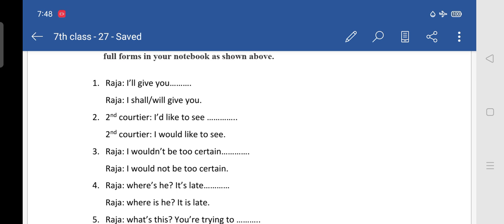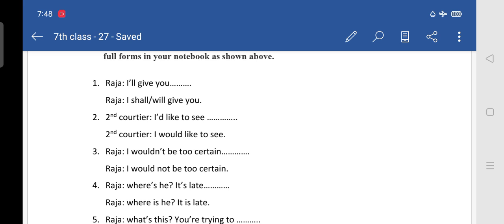Raja, I'll give you. Here, in the first sentence, it is a short form. In the second sentence, you see Raja, I shall or will give you. It means we can say I shall give you, or we can say I will give you. So see, this is the full form. Short form is I'll give you, and the full form is I will give you. Second quote here, I'd like to see. This is the short form, whereas the full form is I would like to see.